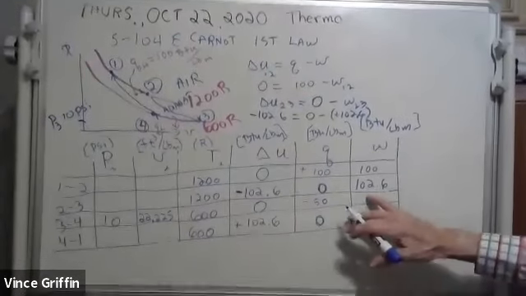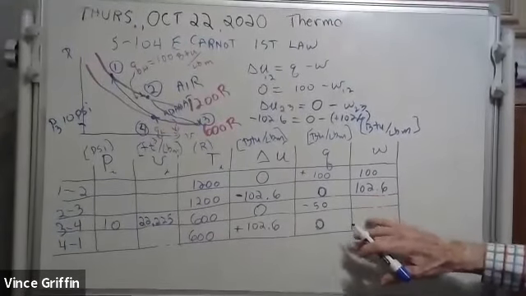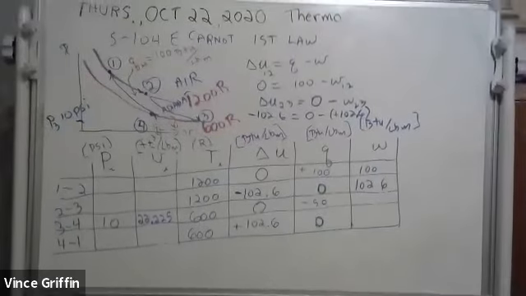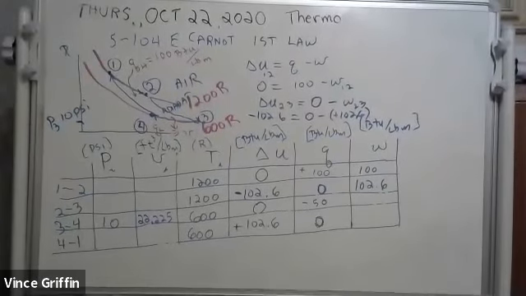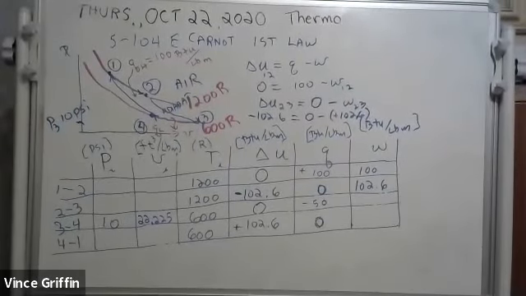I want you students to find the work per mass for processes 3 to 4 and 4 to 1. Go for it.